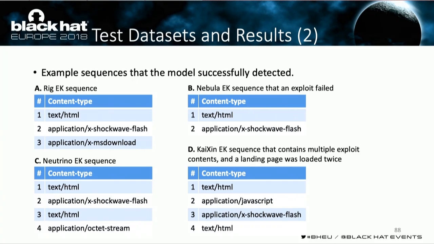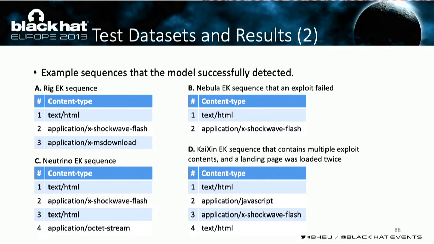C is a Neutrino EK sequence. This is one of the popular patterns of Neutrino. And D is a Kaishin EK sequence. It contains multiple exploit contents and a landing page is loaded twice.